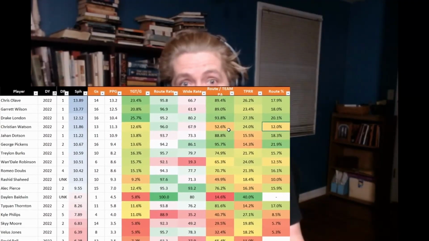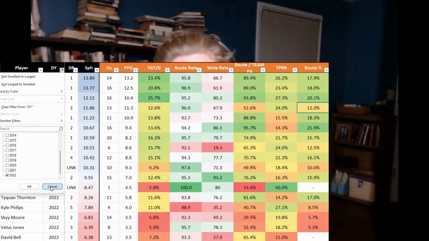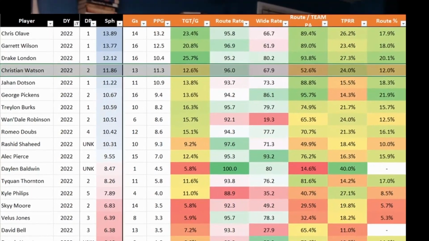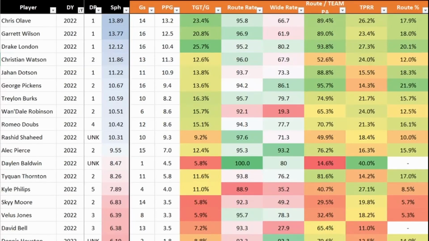Targets per route run is more heavily influenced by the amount of time you spend on the field than any innate ability of the player. If you are on the field 10 times, then it's harder to have 100% targets per route run. If you're only on the field once, you can get one target and have 100% targets per route run.